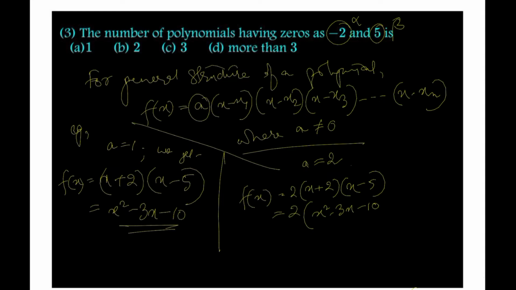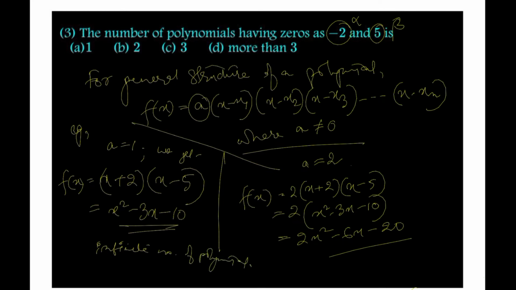x minus 10. When multiplying it by 2, we will get 2x squared minus 6x minus 20. So this way, for various values of a, we can find an infinite number of polynomials. So the "more than 3" option will be the answer. So that's all for this question. Let's move on to the next question.